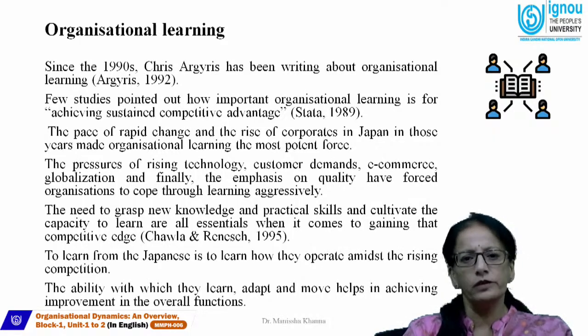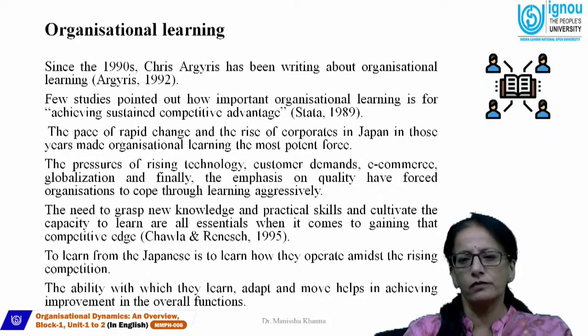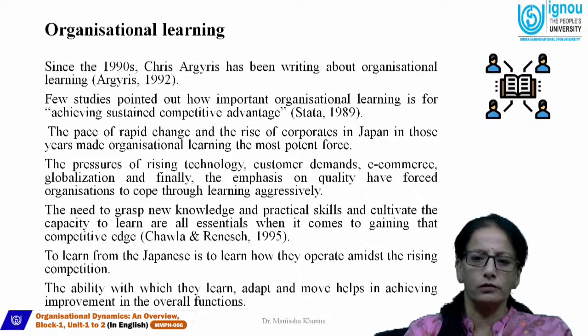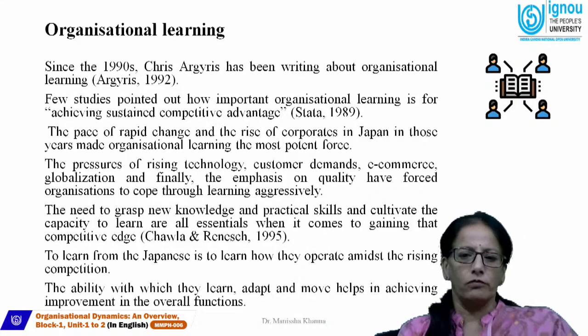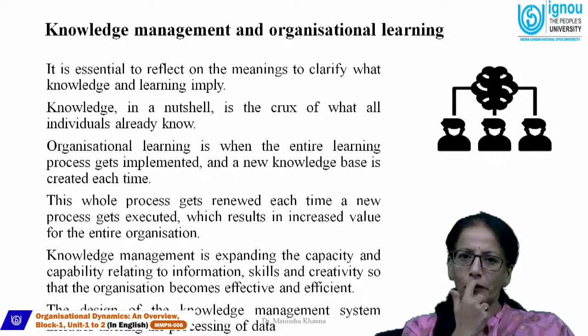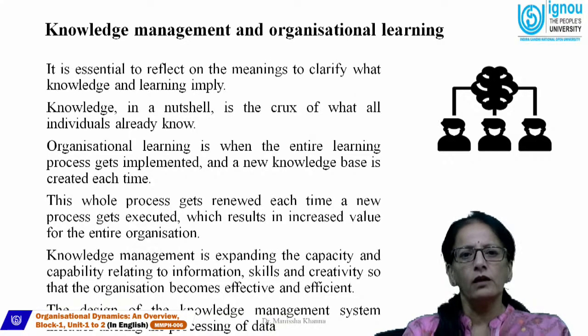Here the example is given of Japan, where we have seen that they are not only focused on capabilities, they work on quality, along with coping with the pressure of technology and rapid changes within the economy and the organizations. So knowledge management and organization learning are another pair of terms which need to be studied together, and they get along very well. It is essential to reflect on the meanings to clarify what knowledge and learning imply.